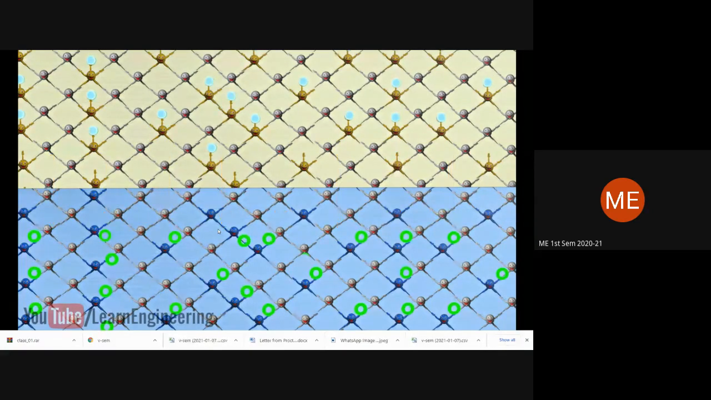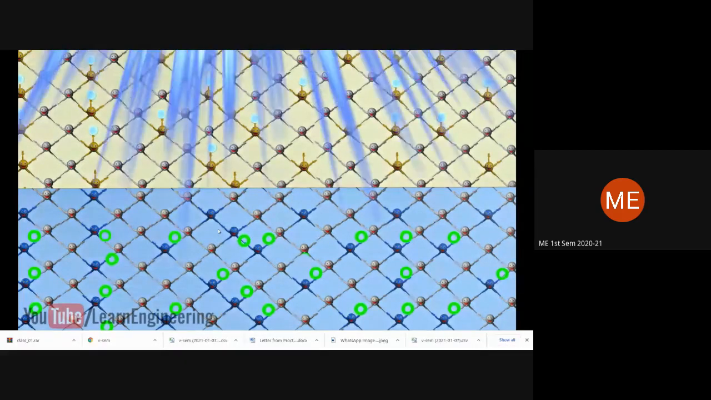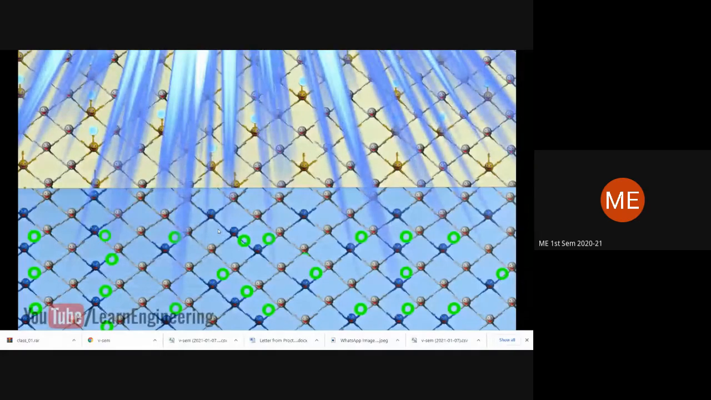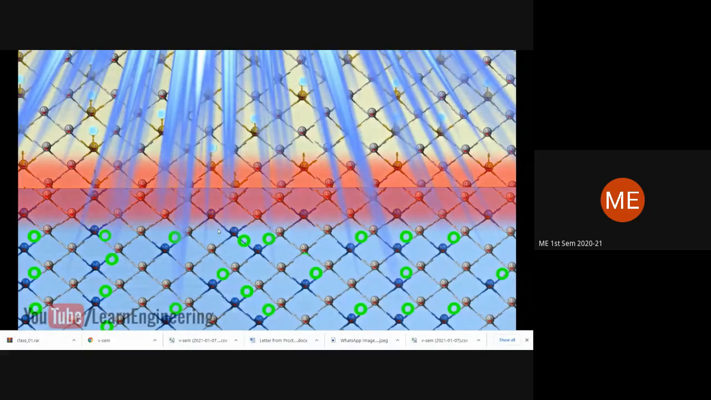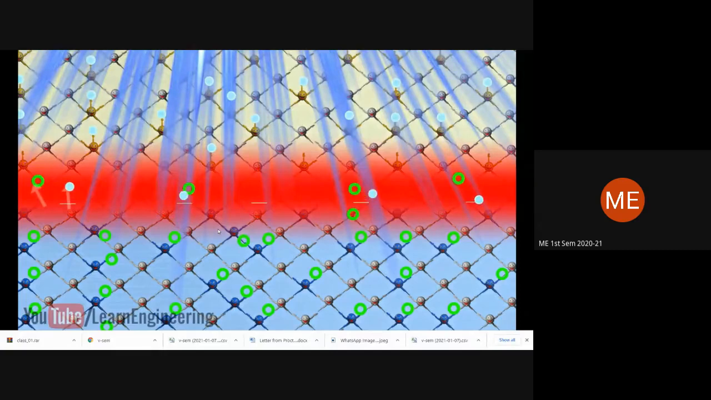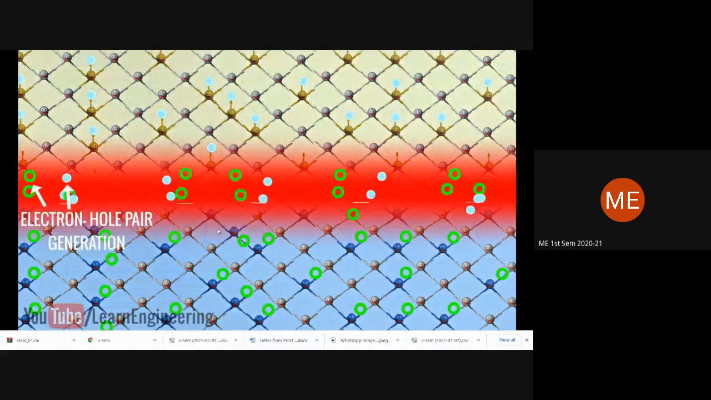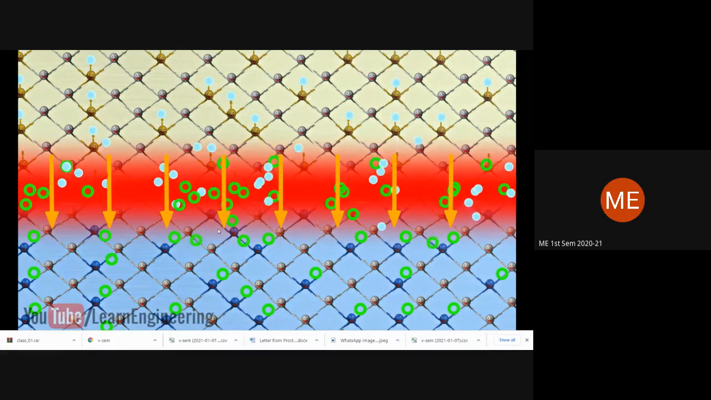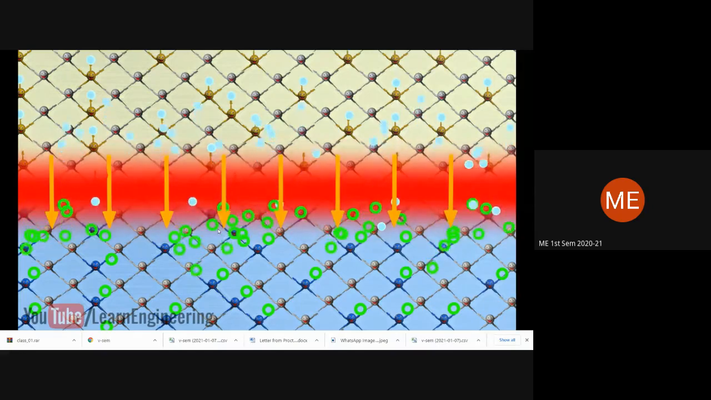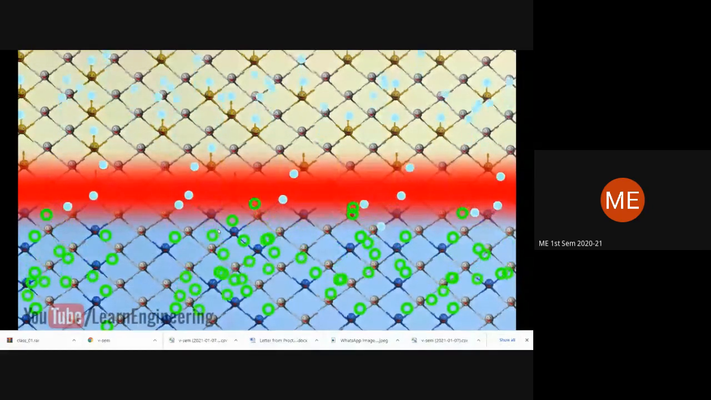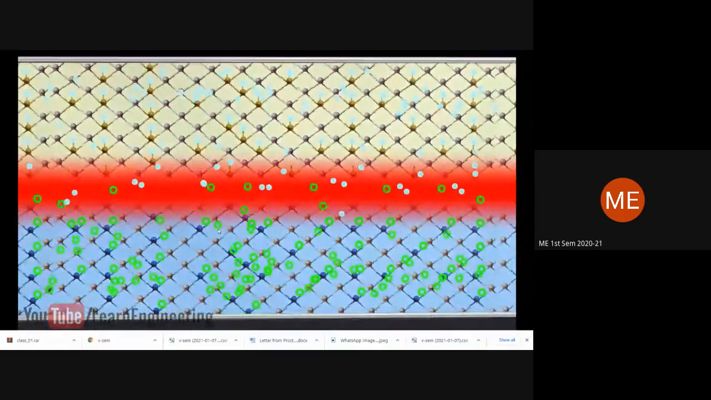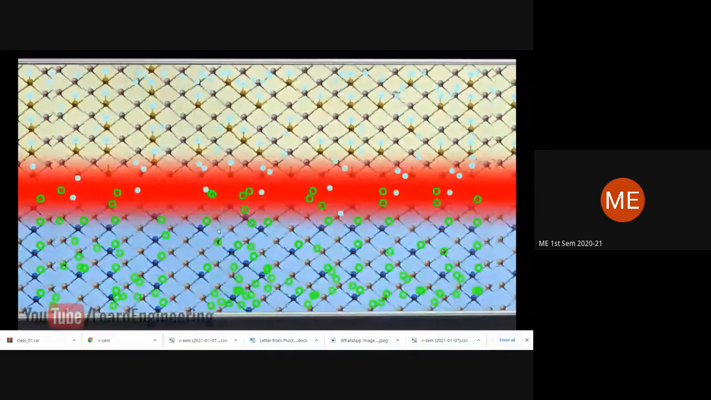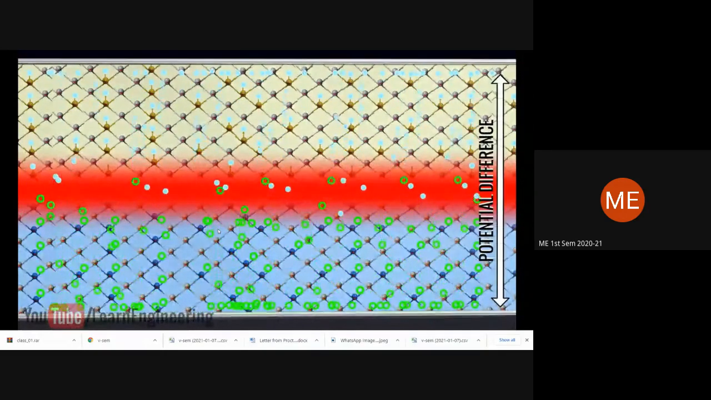When the light strikes the PN junction, something very interesting happens. Light strikes the N region of the PV cell, and it penetrates and reaches up to the depletion region. This photon energy is sufficient to generate electron-hole pairs in the depletion region. The electric field in the depletion region drives the electrons and holes out of the depletion region. Here we observe that the concentration of electrons in the N region and holes in the P region becomes so high that a potential difference will develop between them.